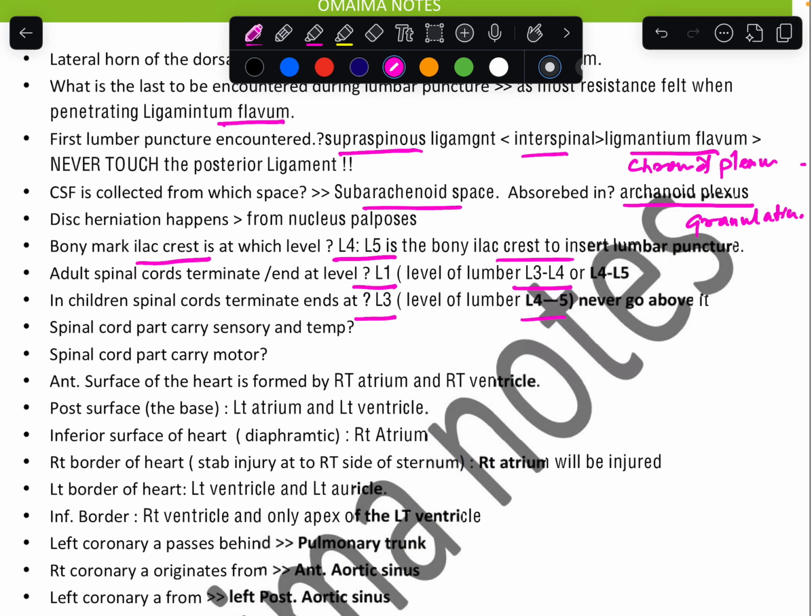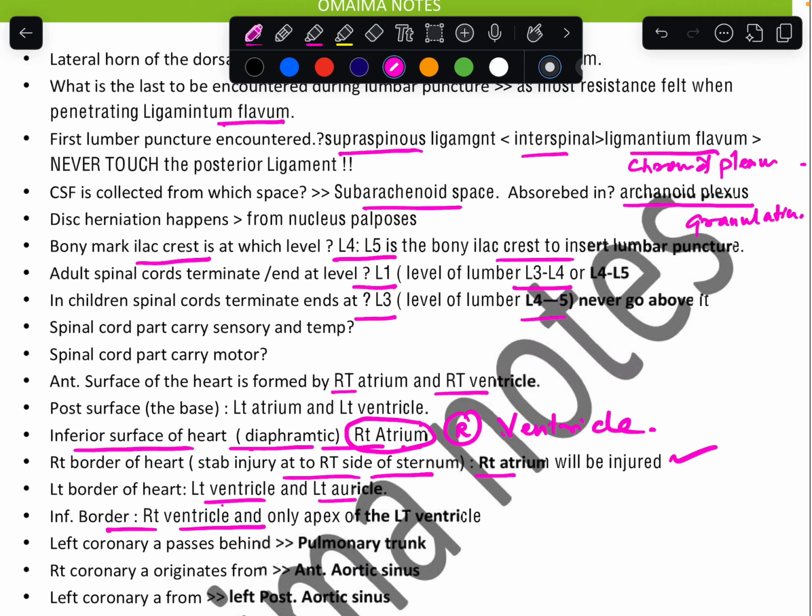Anterior surface of the heart is formed by right atrium and right ventricle. Posterior surface: left atrium. Inferior surface of the heart attached to the diaphragm is right ventricle, not the right atrium. Right heart border is right atrium, to the right side of the sternum. Left border of the heart is left ventricle. Inferior border, right ventricle, apex by the left ventricle.